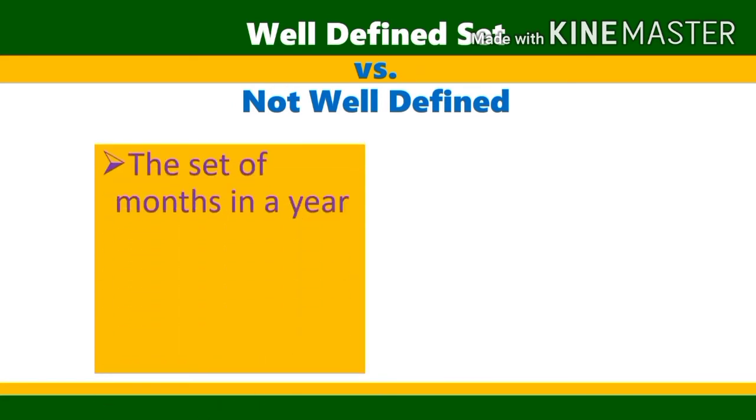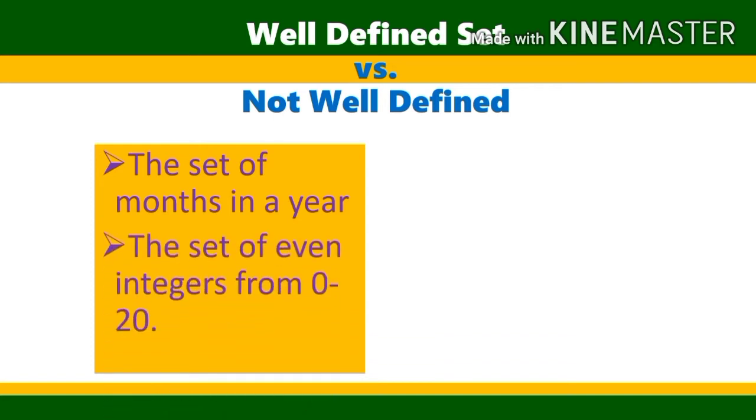Number 1, we have the set of months in a year. This is an example of well-defined set since we can give the exact elements of months in a year. We have January, February, March, April, May, June, July, August, September, October, November, and December.